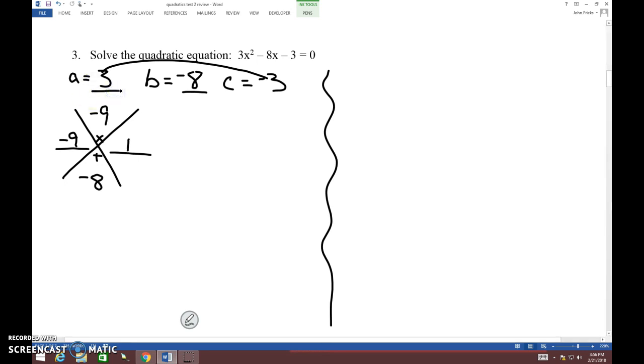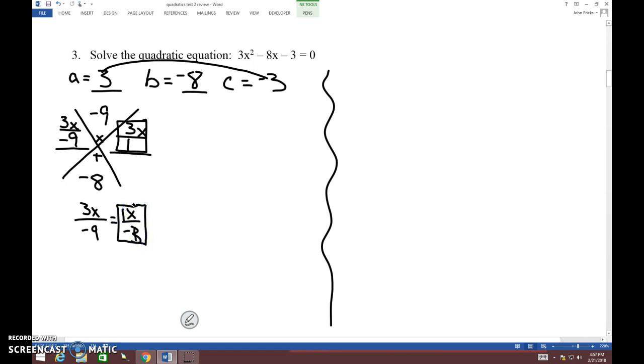Take my a value, which is 3, place this over 3, put a 3x on top. And then 3x over 1, I can't reduce that as a fraction any further, so I'm going to leave it as is. But this 3x over negative 9 will reduce down to, my bad, I got confused there, 1x over negative 3, sorry. So we can divide both of those by 3 to get it to reduce down.